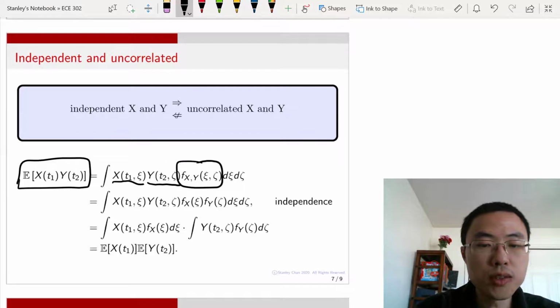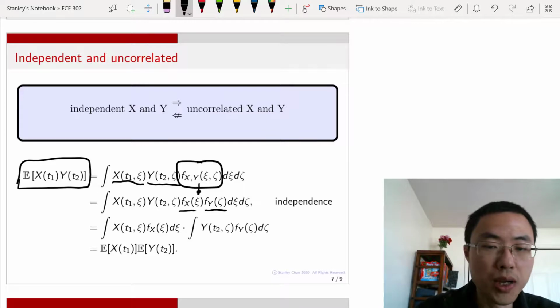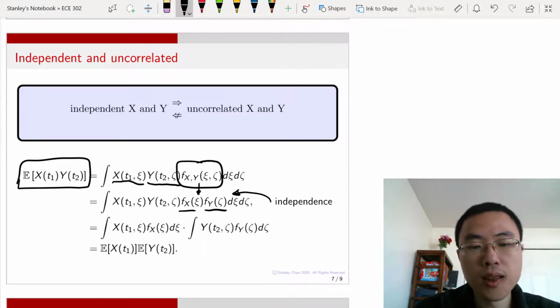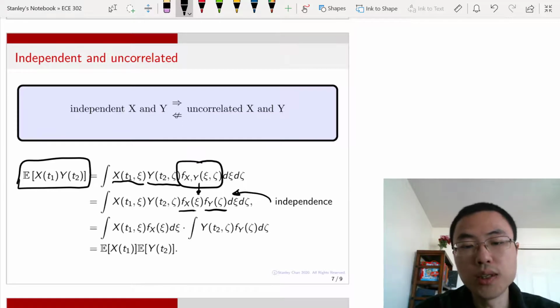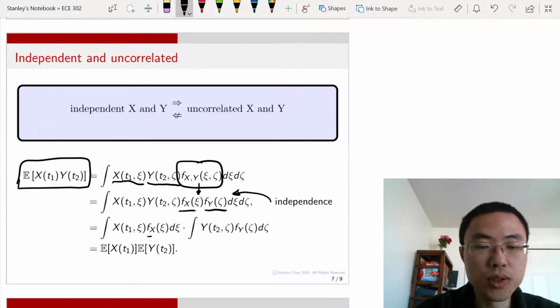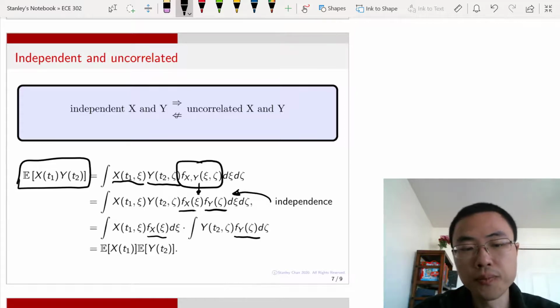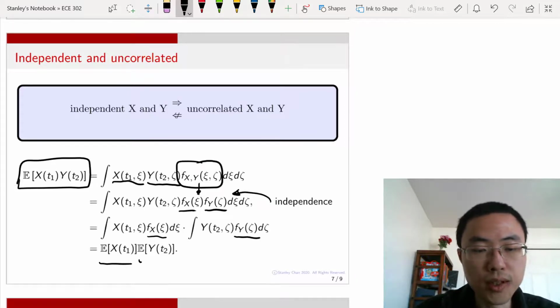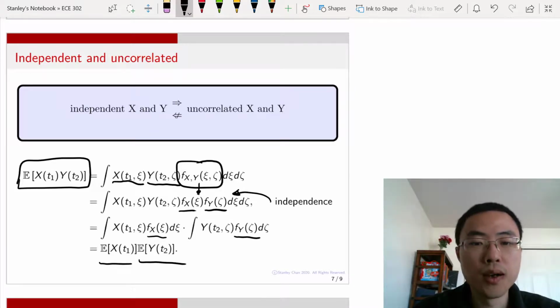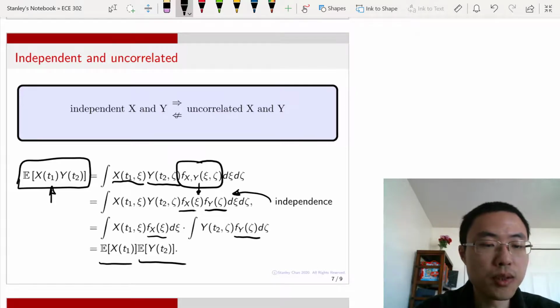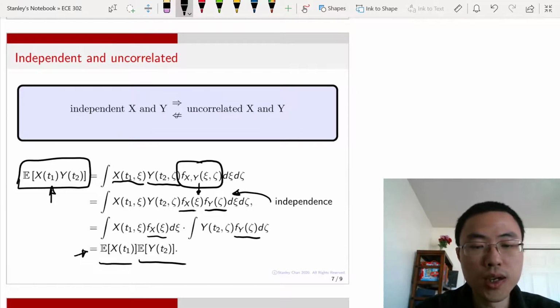Now, if the joint PDF can be factorized into a product of PDFs due to independence, then the double integration can be written as the product of two individual integrations, one using fx, the other using fy. And therefore, you will have the expectation of x times the expectation of y. The reverse direction is not true, because if the expectation can be factorized, you cannot claim anything about whether the joint PDF can be factorized.